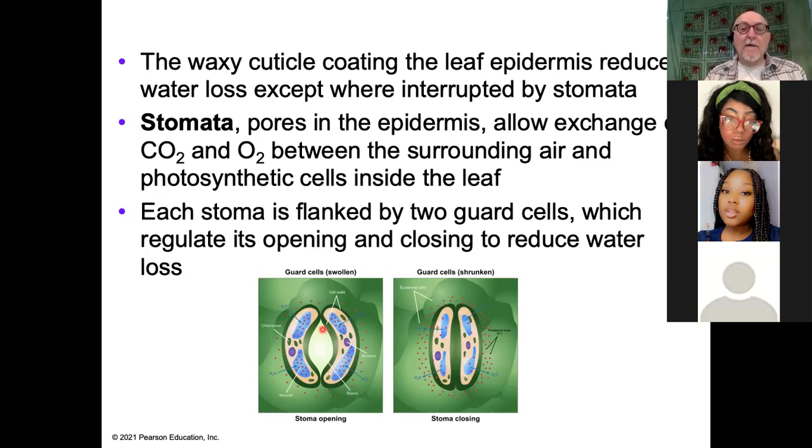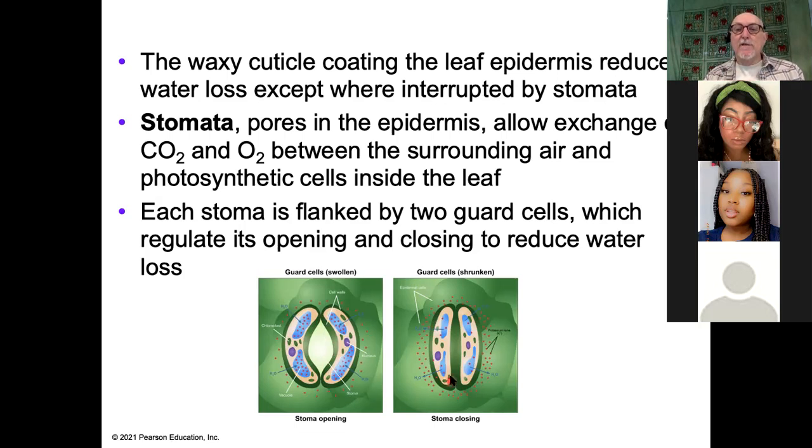This is what they look like. There's a hole here leading from the outside to the inside of the leaf. And this hole is called the stoma. On either side, there are very specialized cells called the guard cells. And guard cells can open and close the stoma.